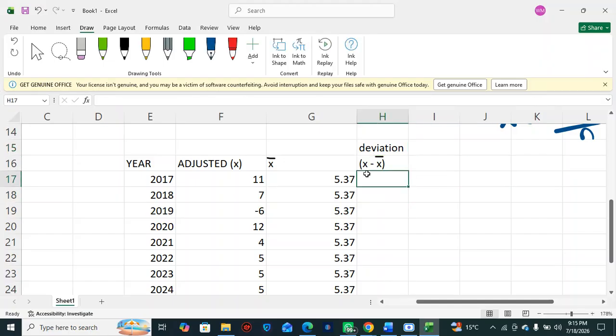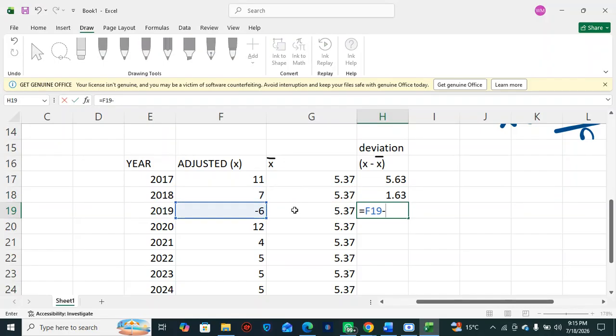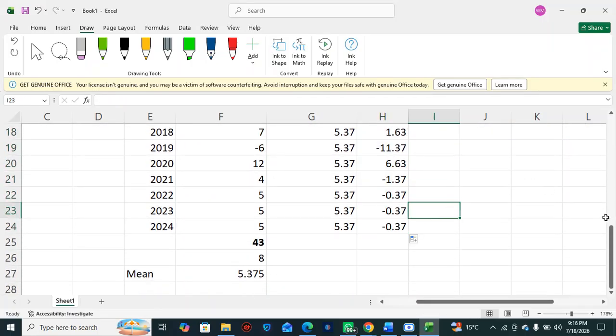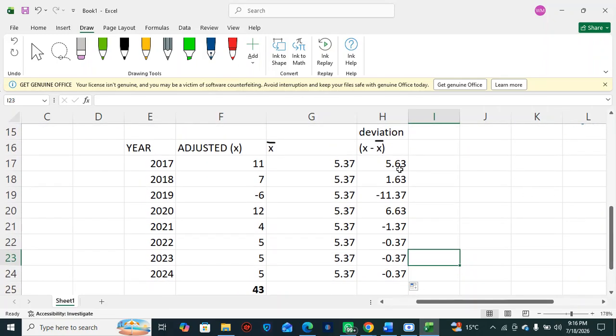So we're going to say 11% minus 5.37%, 5.63. 7% minus 5.37, 1.63. Negative 6 minus 5.37, negative 11.37. You subtract each return from their mean. Any questions?